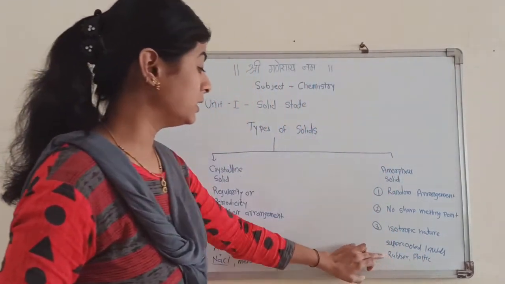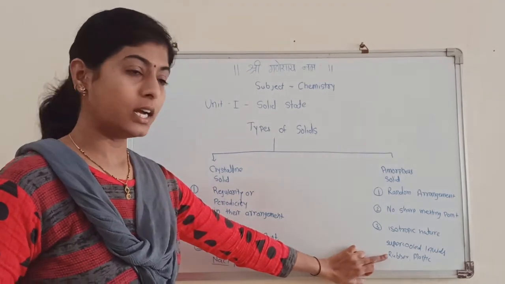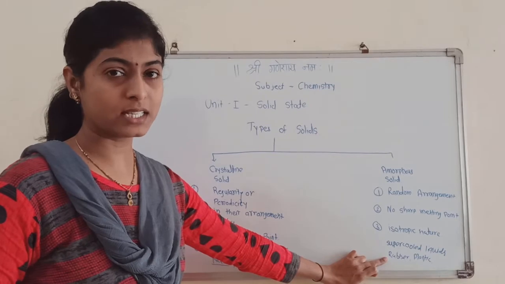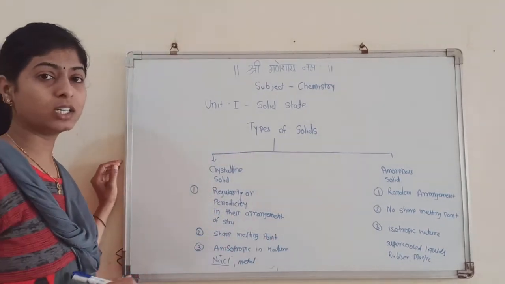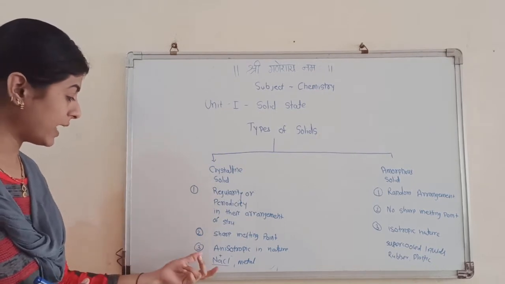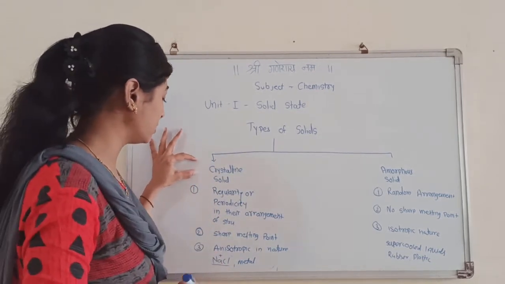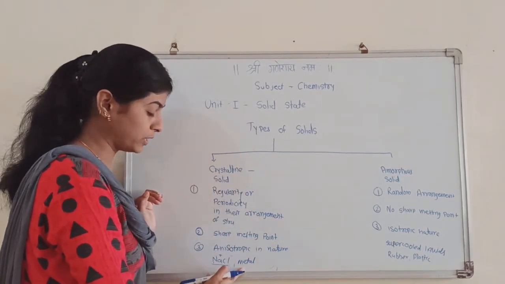It means they melt on heating. If we heat rubber or plastic or glass, they get soft and do not have a sharp melting point, whereas metals, including crystalline solids, have a sharp melting point.